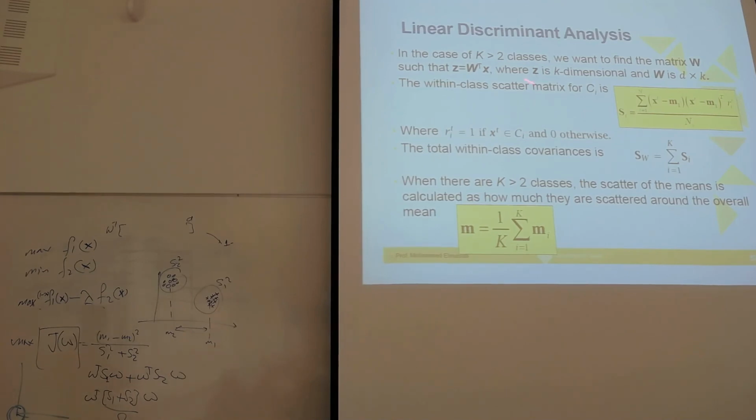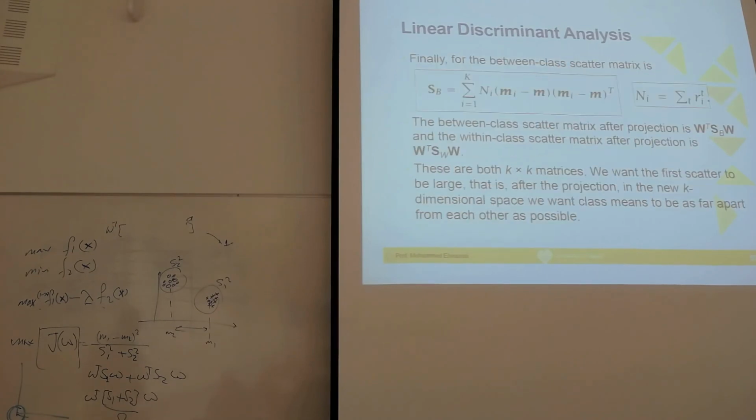So we start with the computation of the variance of each class, and then we compute the within-class covariance, which is just the summation of the variances of all the classes. And we also compute the mean of all the classes, which means that we compute the mean for each class, and then we take the summation over all the classes divided by the number of classes. So we have the overall mean of the whole data.